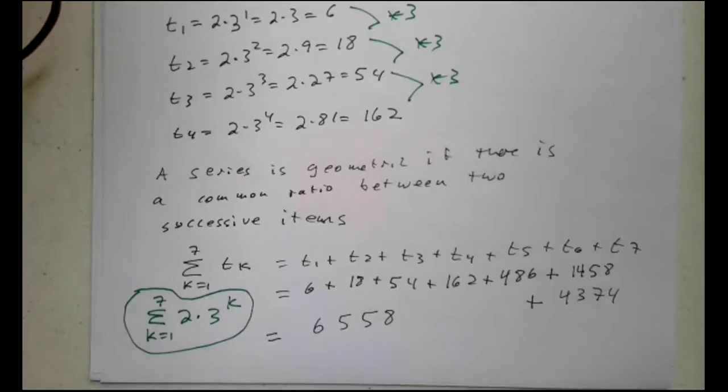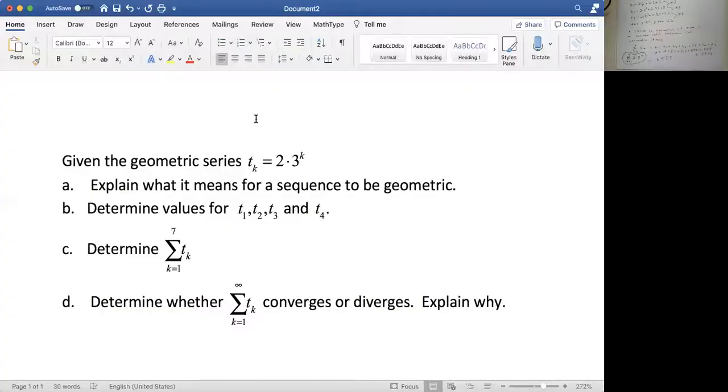So what else did we need to answer with this question? Determine whether the sum as k goes from 1 to infinity of T sub k converges or diverges. All right, so let's talk about that. The sum as k goes from 1 to infinity of 2 times 3 to the k. Does this converge to a number or does it diverge?